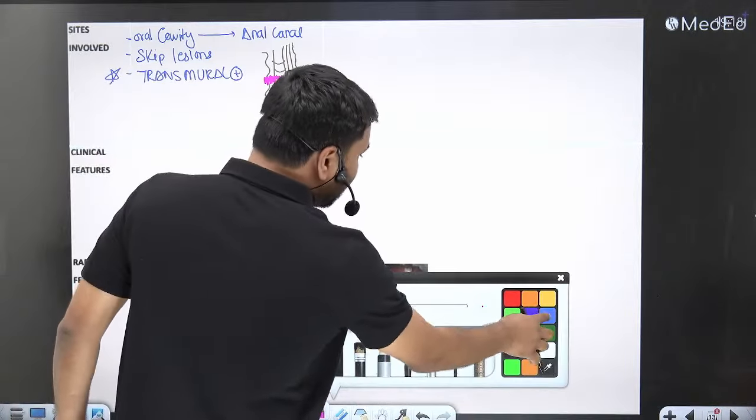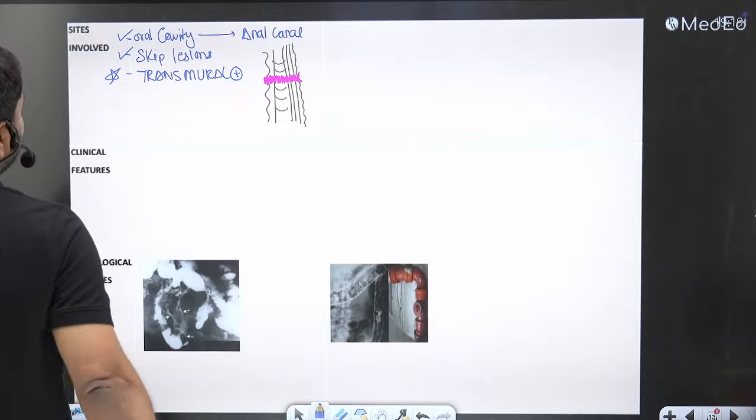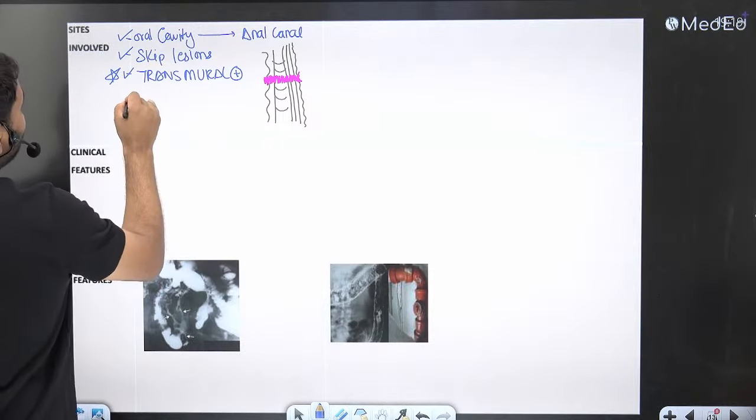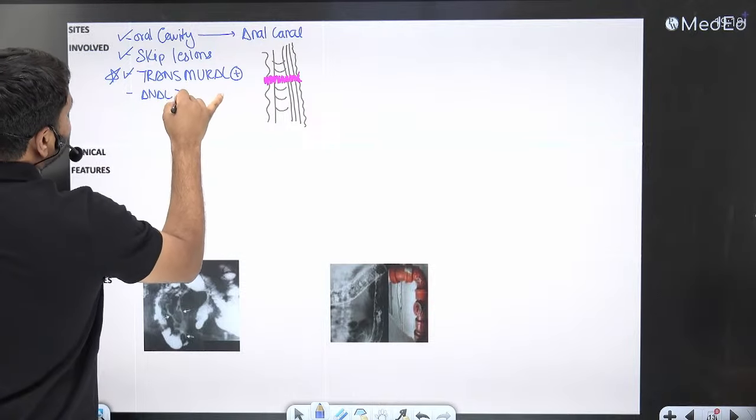So these are the findings that you have to see. Involvement from the oral cavity to the anal canal, skip lesions, transmural involvement, and anal involvement is very common here.